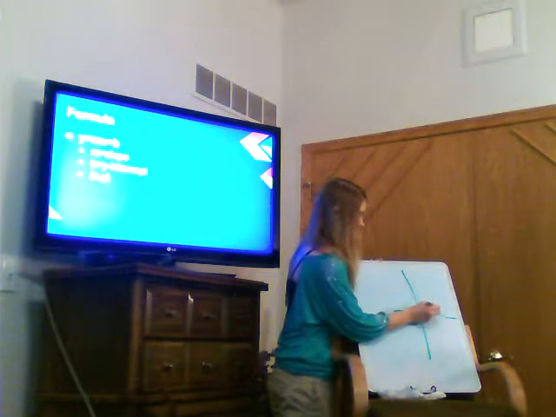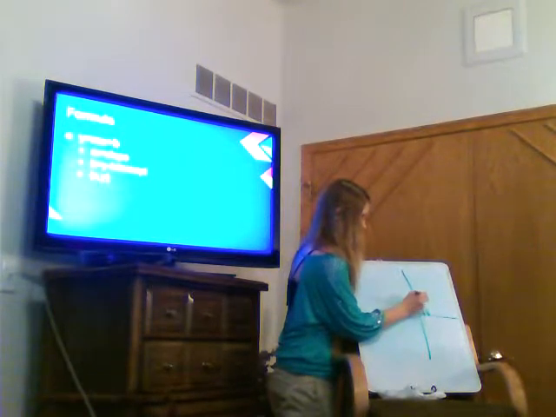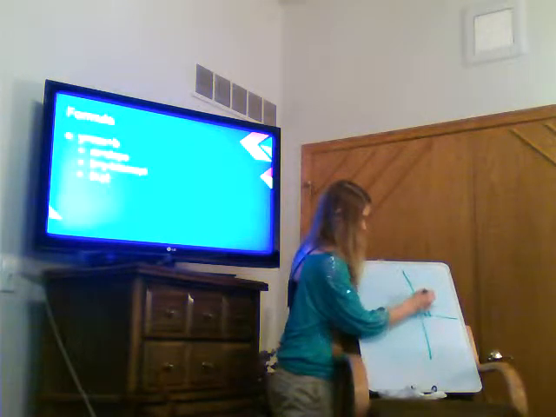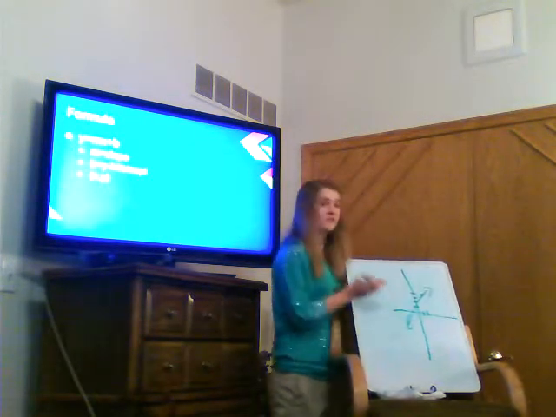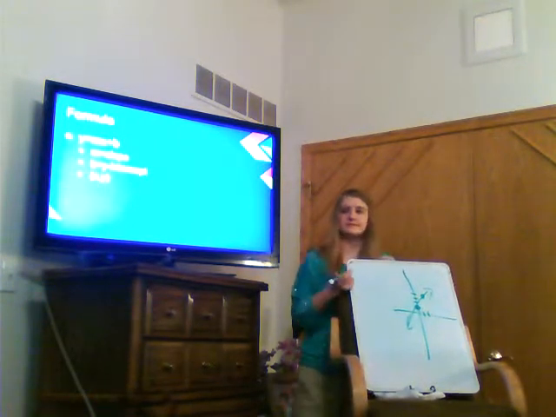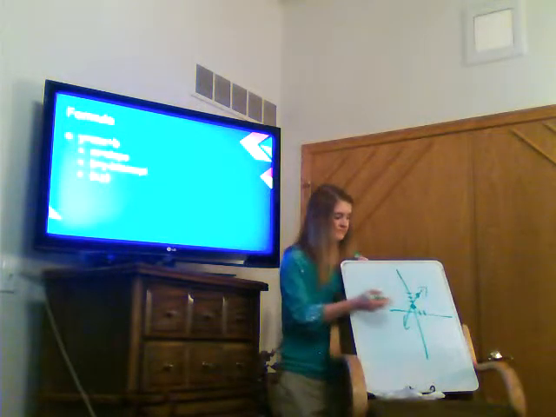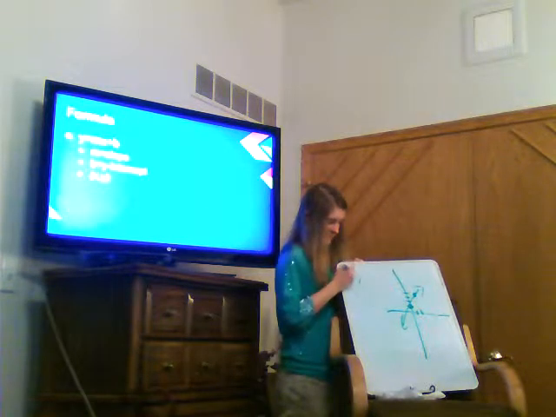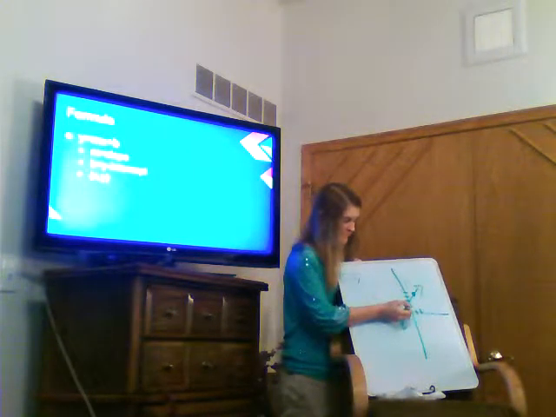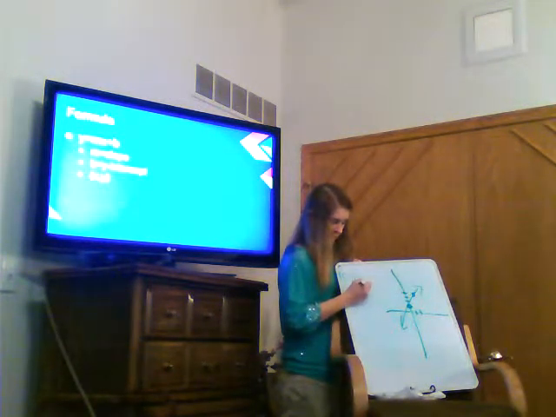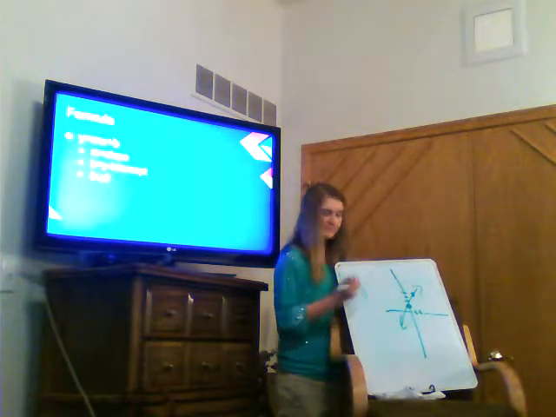Now, this is our next line. Okay, so where are the two crosses? What are the two coordinates? 0, 1. Yes, 0, 1. And 2, 4. Yes, you are correct. 2, 4. Now, can anyone tell me how to do slope?